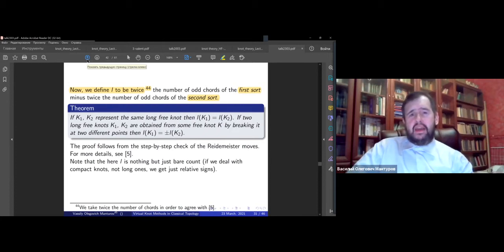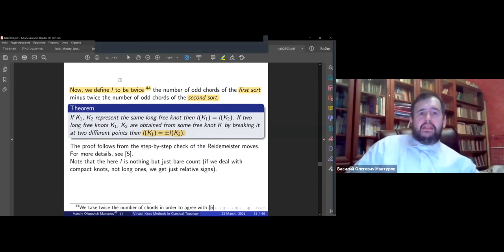If two chords are cancelled by a second Reidemeister move, then they have opposite signs. Also, if we look at compact knots, then this invariant can change its sign. Actually, this invariant was the first sliceness obstruction for free knots, and in some sense, this is a tricky way of getting signs which cannot be cancelled, unless with each other.